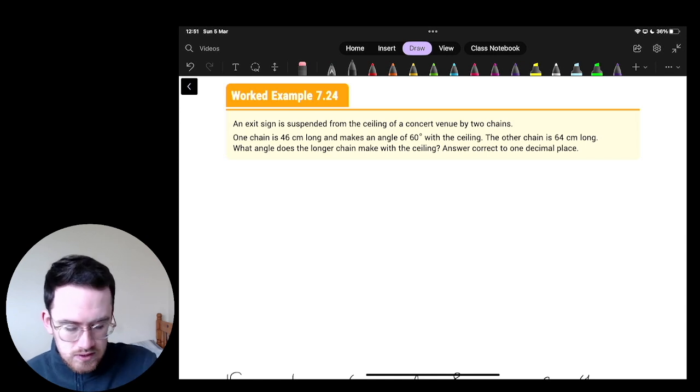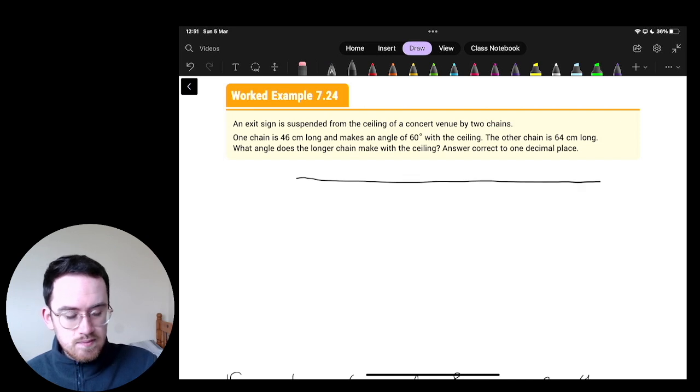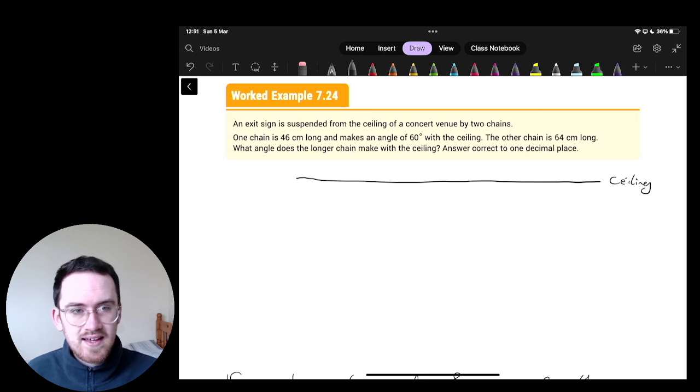So let's try and figure out what this looks like. So the sign is suspended from the ceiling. So if we let this be the ceiling, okay, because I know from reading that I can't really tell what we're being asked exactly, but if we make a sketch of it, it helps to make it clearer.